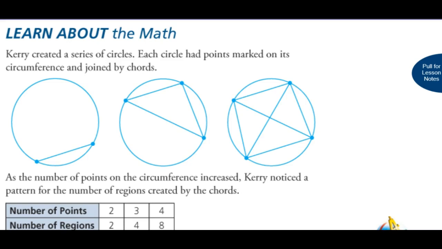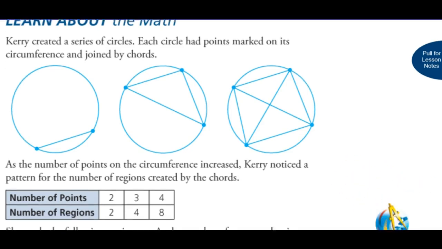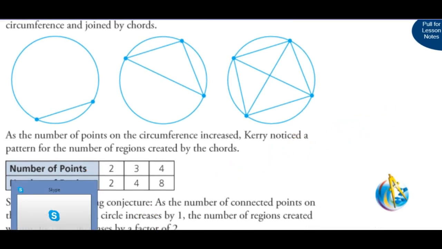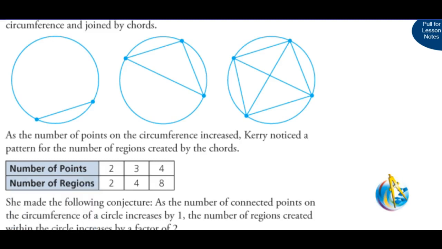Okay, so our first example here, I'll move the page down. So what we're doing is, it says, as the number of points in the circumference increased, Carrie noticed the pattern from the number of regions created by the chords. Okay, so she notices a pattern. So she makes a chord. A chord just is one point to the other exterior point of a circle.